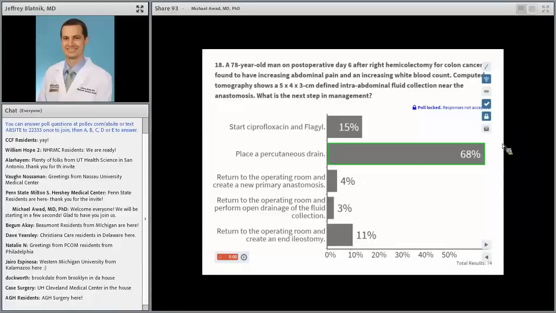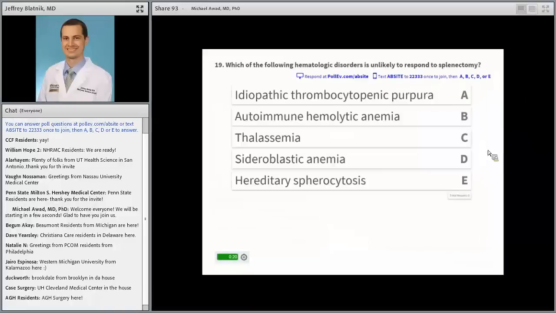I got two more questions here in this section, so hopefully we'll get through it before we move on. Number 19, which of the following hematologic disorders is unlikely to respond to splenectomy? A, ITP; B, autoimmune hemolytic anemia; C, thalassemia; D, sideroblastic anemia; or E, hereditary spherocytosis. This is really just kind of a memorization question.